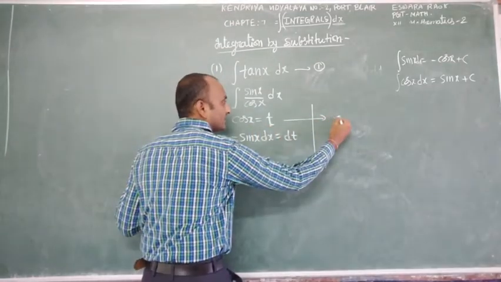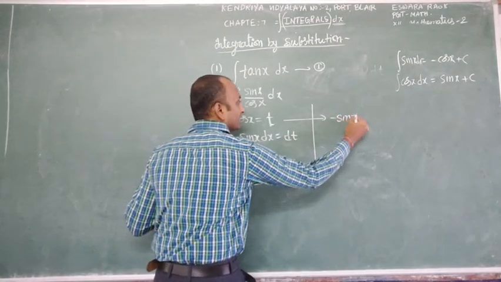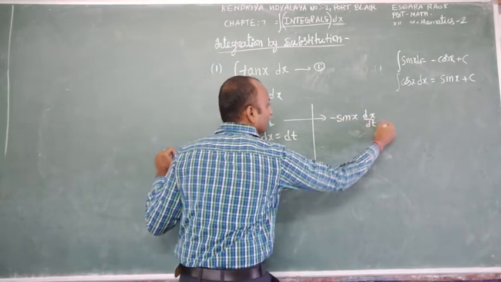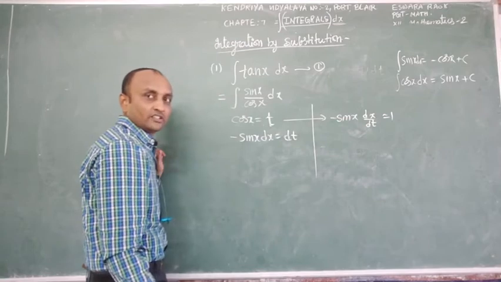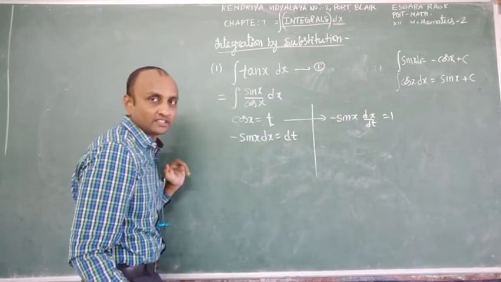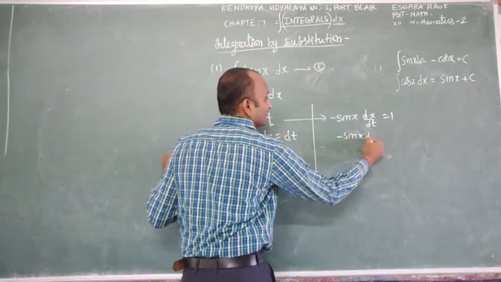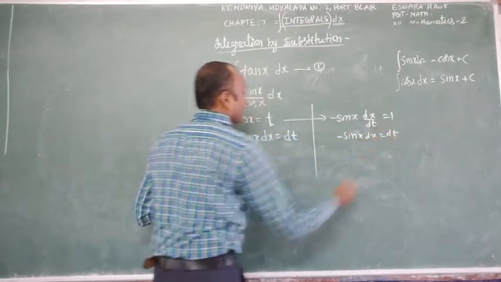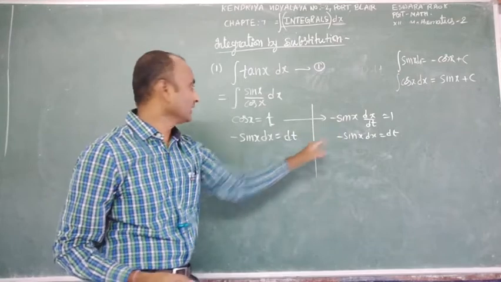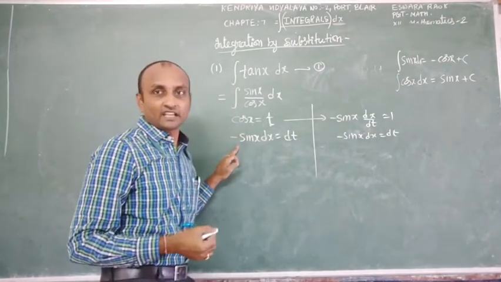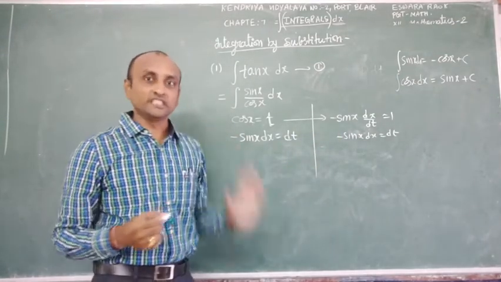Cos x derivative is minus sin x into dx by dt is equal to 1, I should write. Because the sine rule should be followed, differentiation with respect to t, I did it. So dt, if I send that side, will come like this. Instead of writing this step in between, directly we do like this: minus sin x into dx is equal to dt.